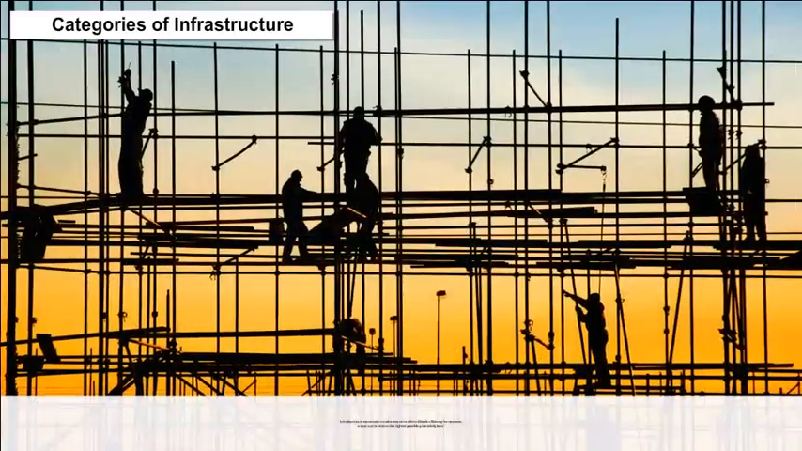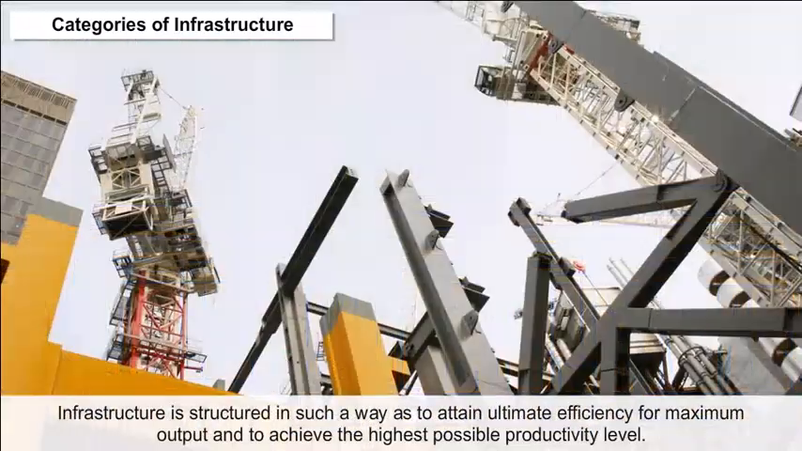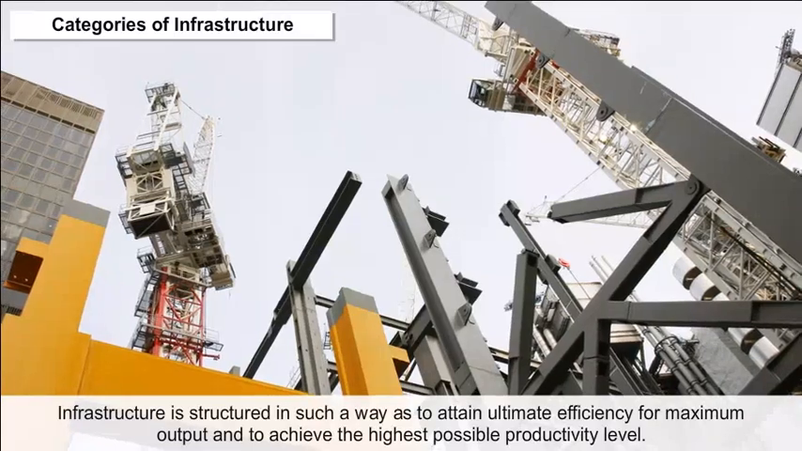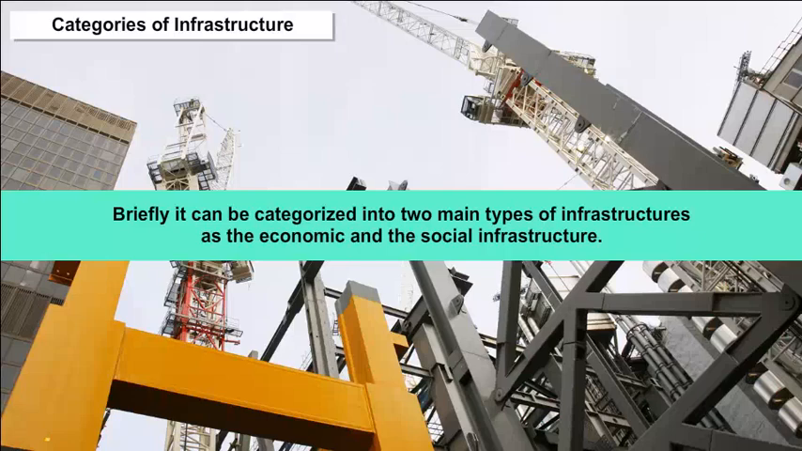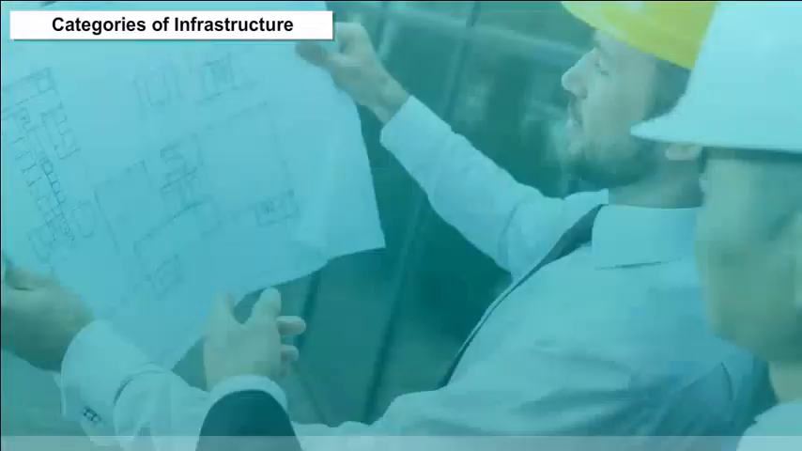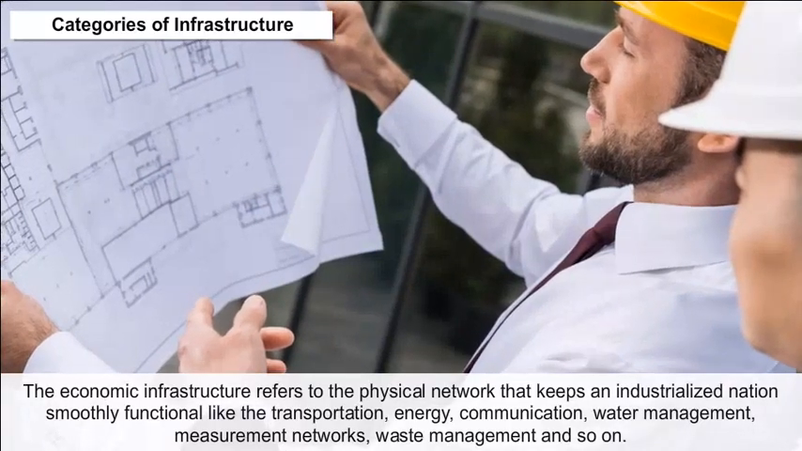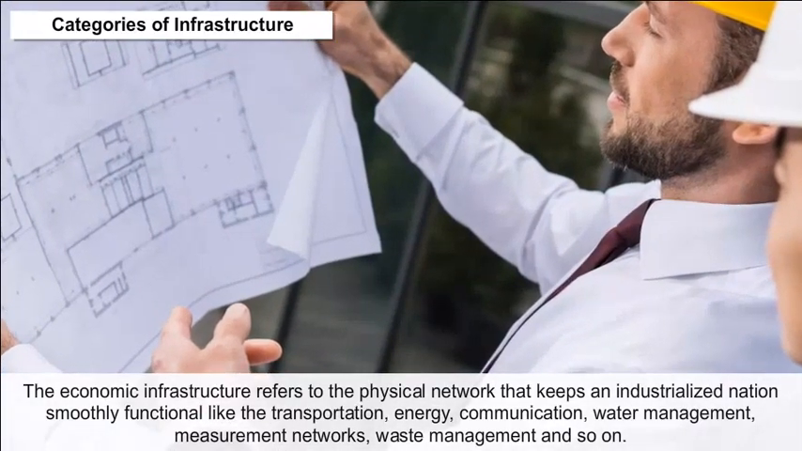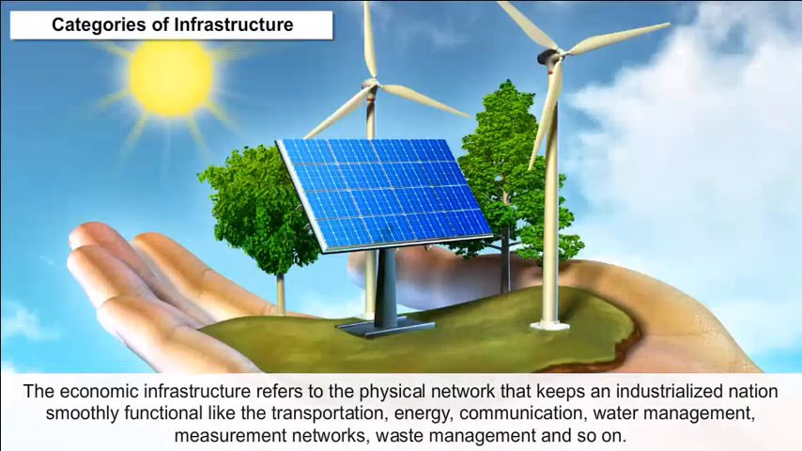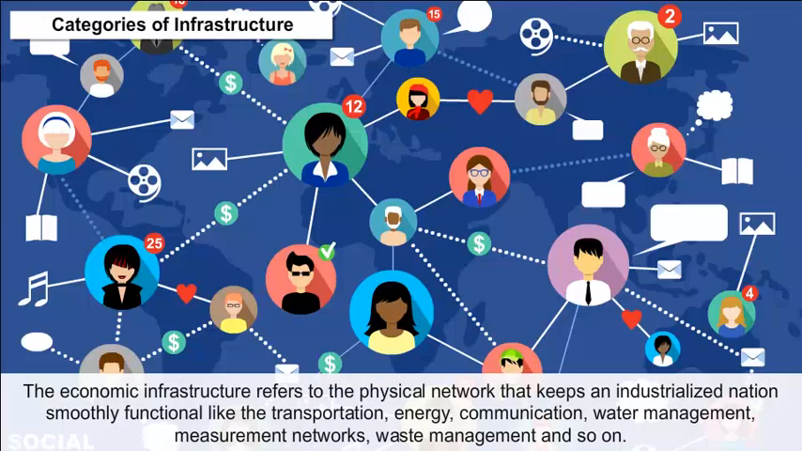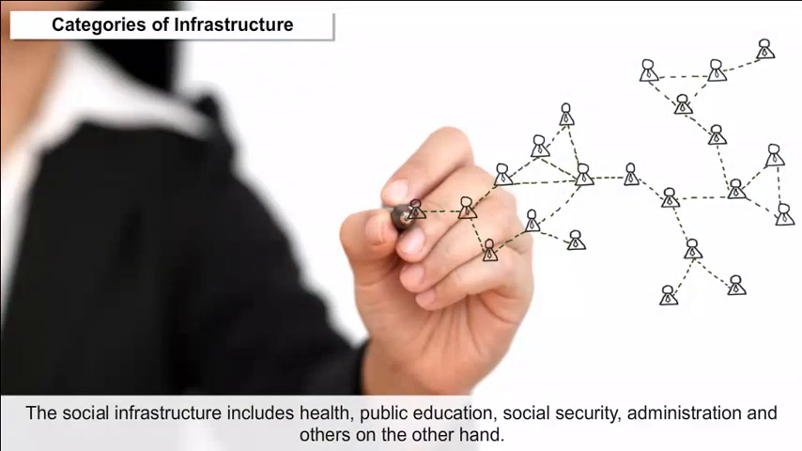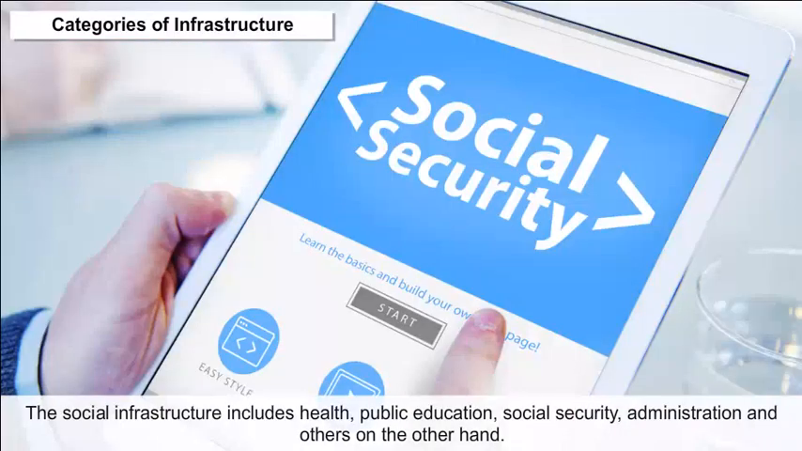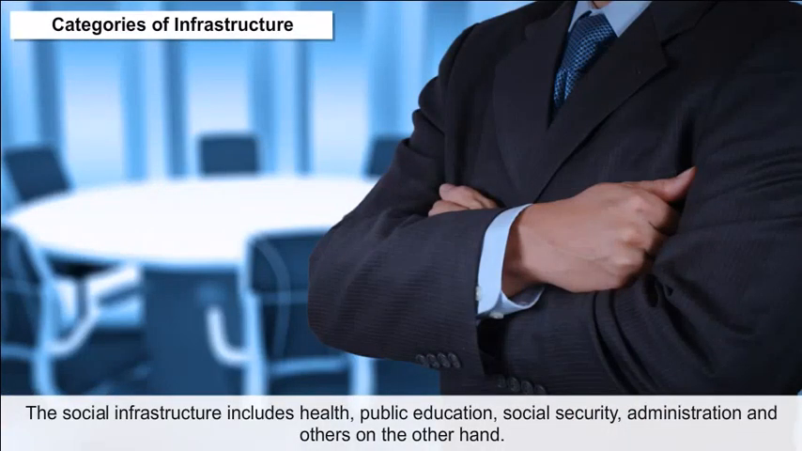Categories of infrastructure. Infrastructure is structured in such a way as to attain ultimate efficiency for maximum output and to achieve the highest possible productivity level. Briefly, it can be categorized into two main types: the economic and the social infrastructure. The economic infrastructure refers to the physical network that keeps an industrialized nation smoothly functional, like transportation, energy, communication, water management, measurement networks, waste management, and so on. The social infrastructure, on the other hand, includes health, public education, social security, administration, and others.